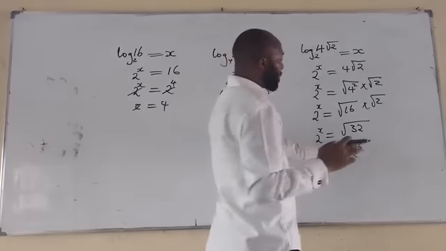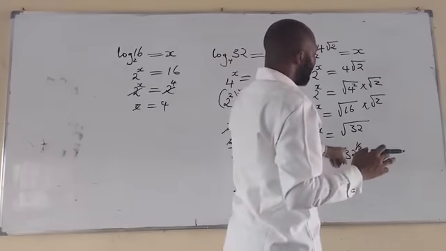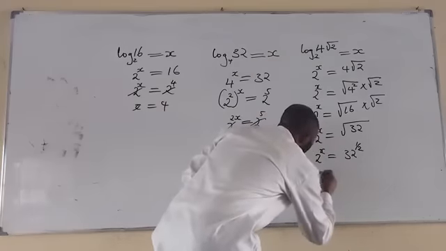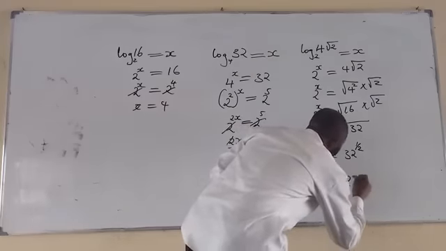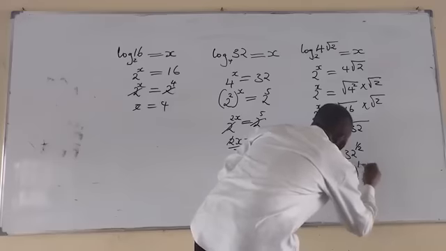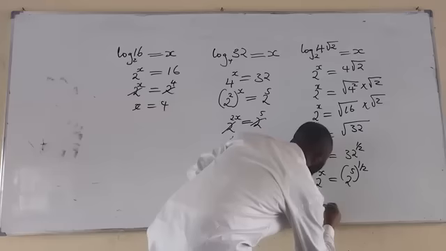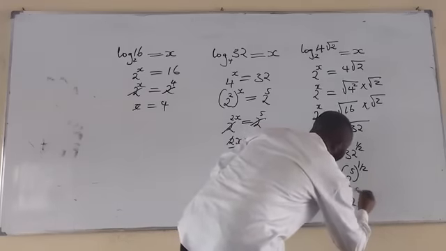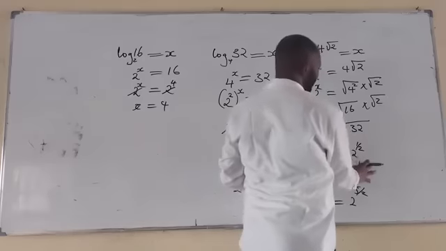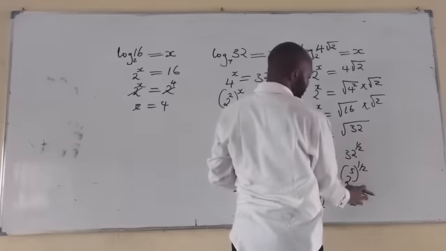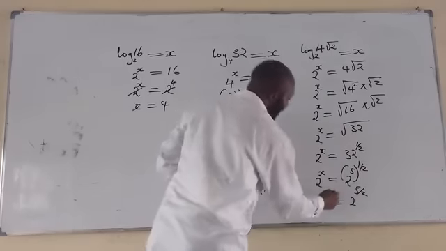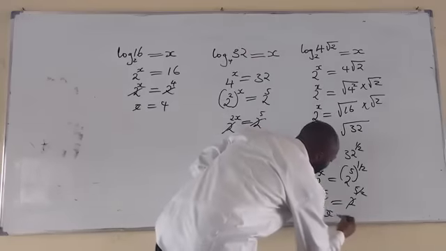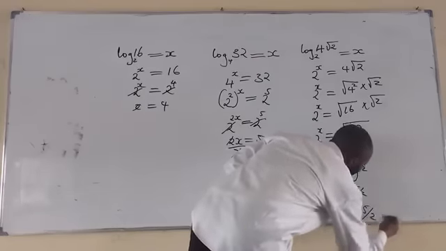But I know too well that 32 is the same thing as 2 raised to the power 5. So I can say 2 raised to the power x is equal to 2 raised to the power 5, raised to the power 1/2. And this is 2 raised to the power x is equal to 2 raised to the power 5/2. By expanding this, 5 times 1 is 5 divided by 2. So if I have this, I can cancel this out. The 2 will be gone, and my x is equal to 5/2.